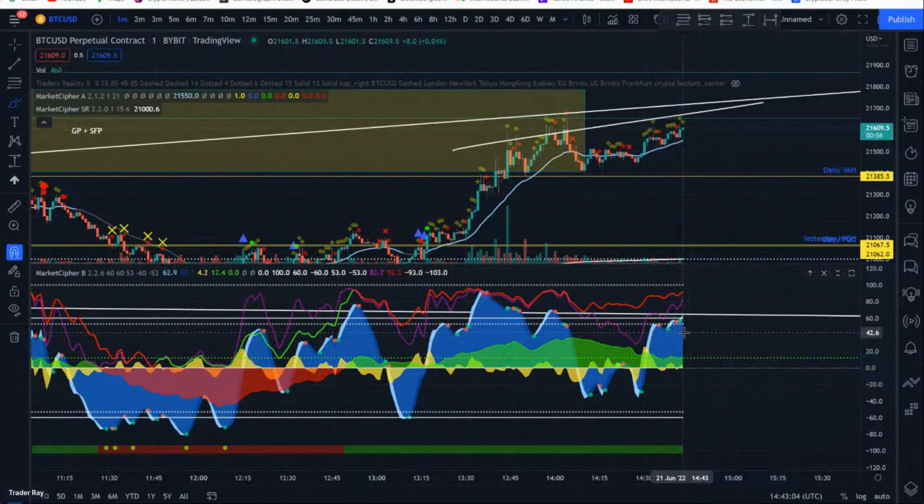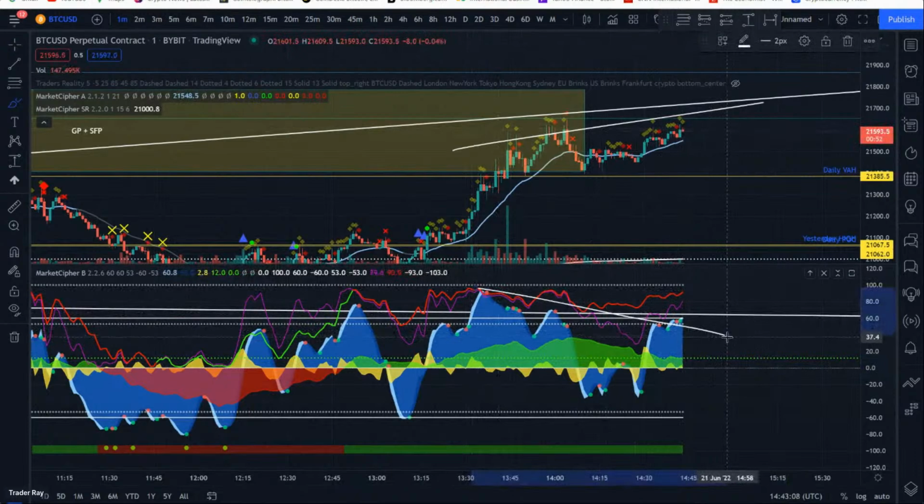Money flow going to the downside on the 1 minute. And we have momentum waves making lower highs, and we have our price going higher. Okay, that would be nice.